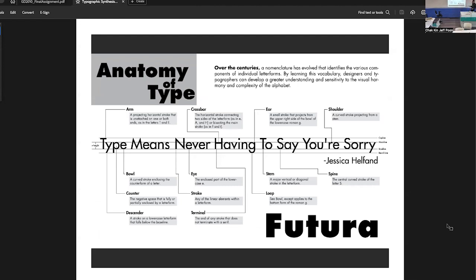It's called Anatomy of Type, which also talks about the typeface, right? But it's more focused on the anatomy of type. We have something similar done, right? Remember, in the second project we had something similar to this.